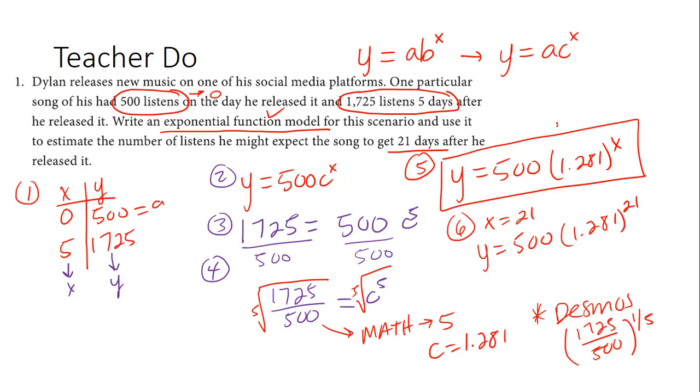Okay, this is your model. This is you answering a problem. For a model, you must have your independent and dependent variable. All right, what do we get?